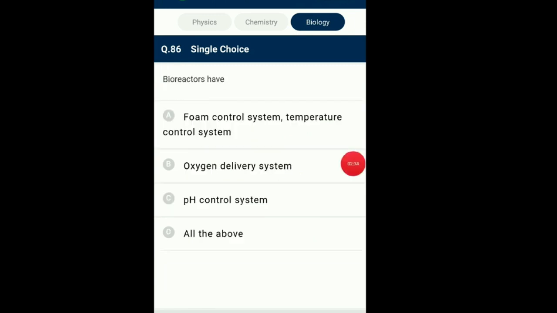From question number 86, bioreactors have to produce in large quantities. The development of bioreactors where large volumes, that is 10 to 1000 liters of cultures, can be processed as required. Thus, bioreactors are large vessels where raw materials are biologically converted into specific products. So the answer is option D. Bioreactors have a foam control system, temperature control system, oxygen delivery system, and pH control system. So the answer is all of the above.